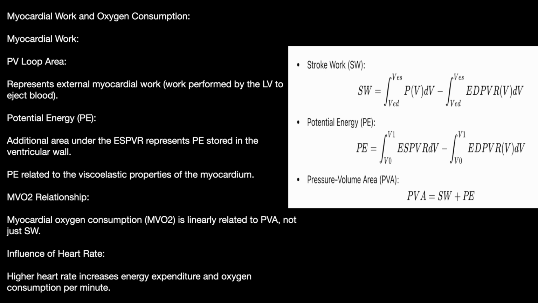Higher heart rates increase expenditure and oxygen consumption per minute. So my energy expenditure is both the stroke work, that is the external work, the area in the loop, along with the potential energy, which is the area below the end systolic pressure volume relationship.